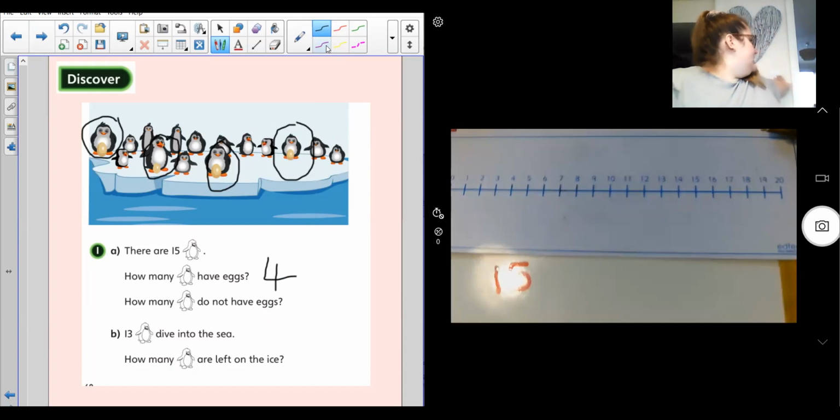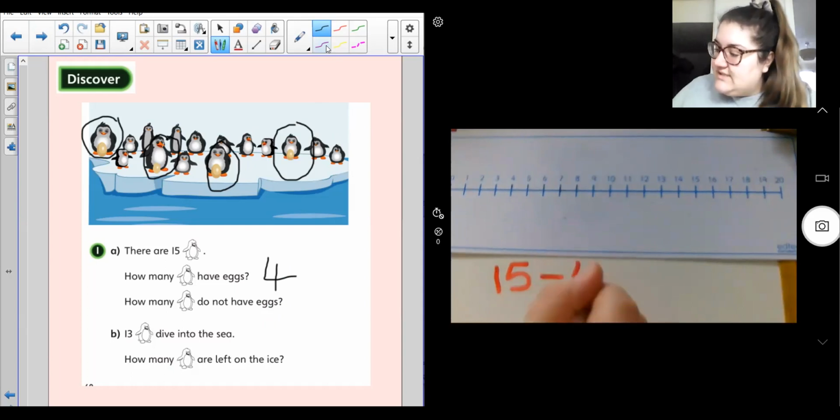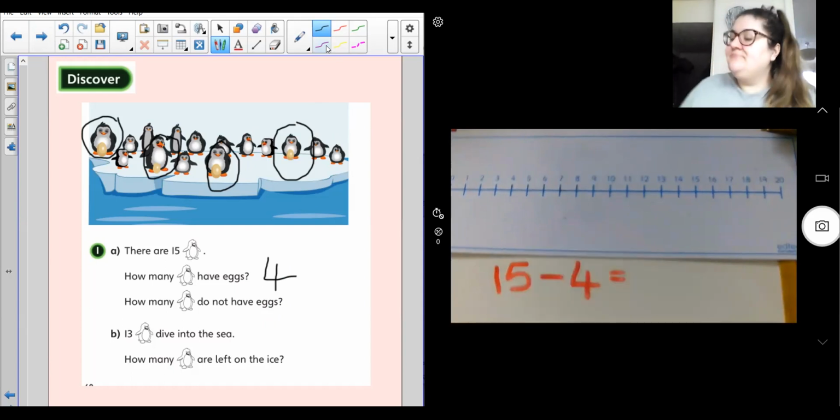Okay, I might see what it's like with that light off. There we go, now you can see. And I know that 4 of them have got eggs, so I'm going to take away the 4. And I'm trying to find out how many penguins do not have eggs, okay?